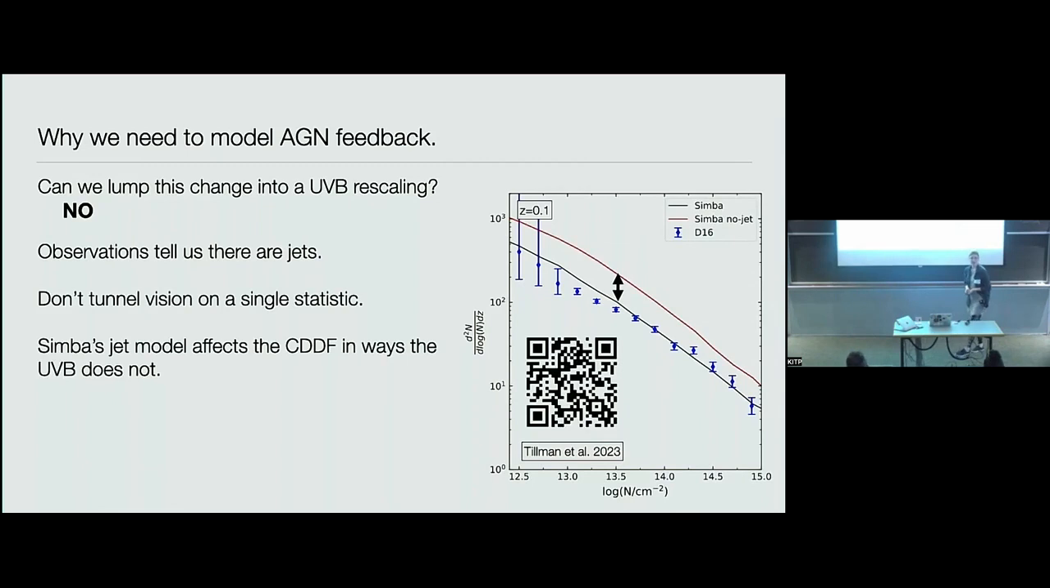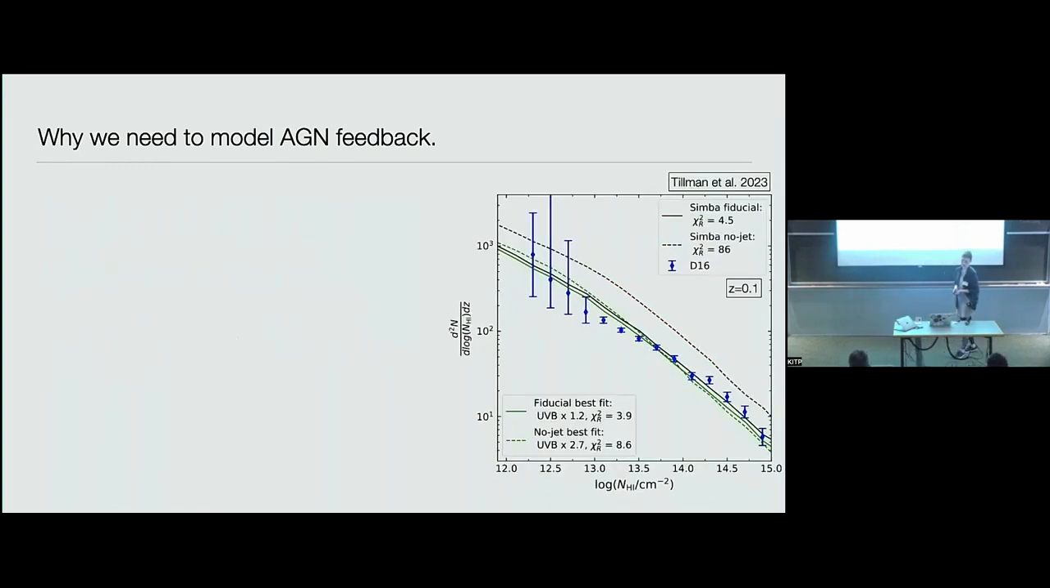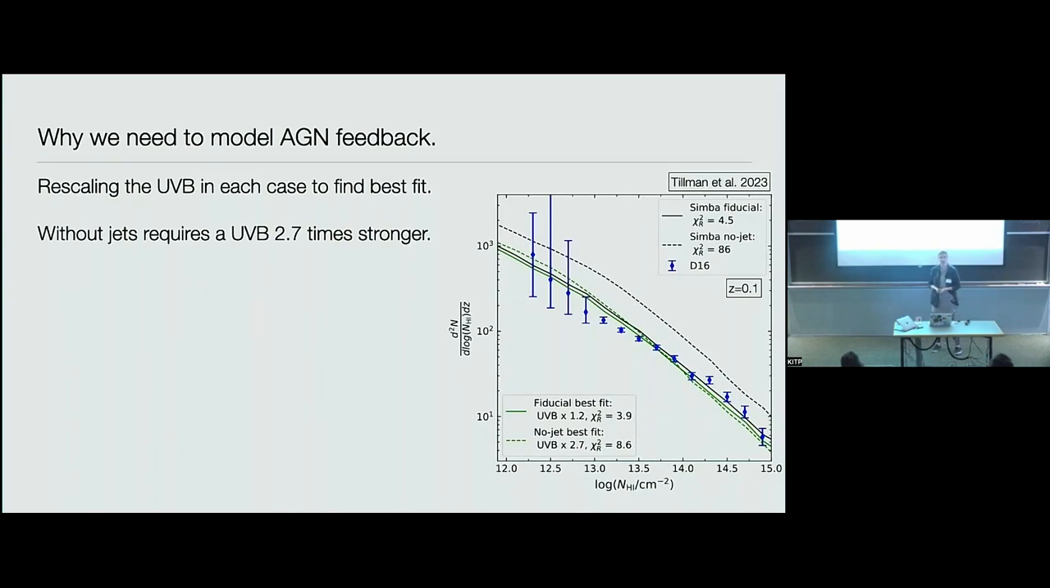So now let me talk about a more quantitative reason why we need to include AGN jet feedback. So Simba's jet model affects the column density distribution function in ways that the UVB cannot. And let me prove this mathematically. So what we did is for Simba with jets and Simba without jets, we rescaled the UVB in each case to find the best fit. So without jets, we need a UVB that is 2.7 times stronger than the Haardt-Madau UVB, which could be reasonable. There have been studies that have found a UVB that could be that much stronger. And that gives us this chi-squared value right here.